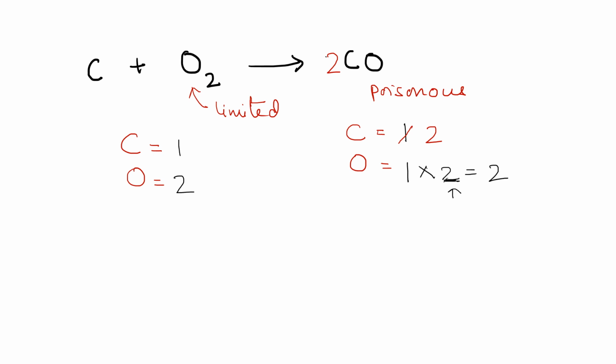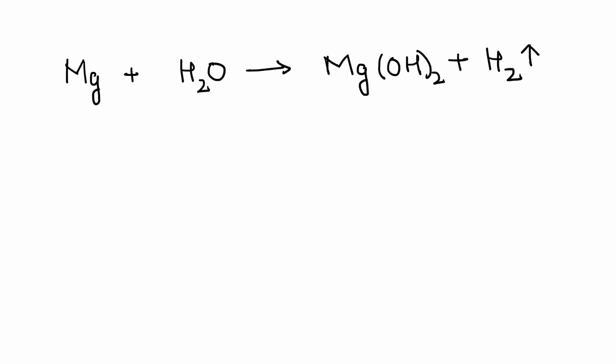Now you'll say, ma'am, carbon is not balanced. Yes, carbon is not balanced, so we need to balance it. We can balance it by multiplying by 2, and where will this 2 go? In front of carbon. And now you can see 2 carbon atoms on both sides, 2 oxygen atoms on both sides. The law of conservation of mass is fulfilled, and the equation is now balanced. So 2 C plus O2 gives 2 CO. Okay. Let's move to the next question.